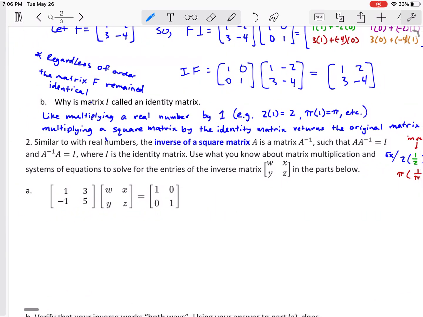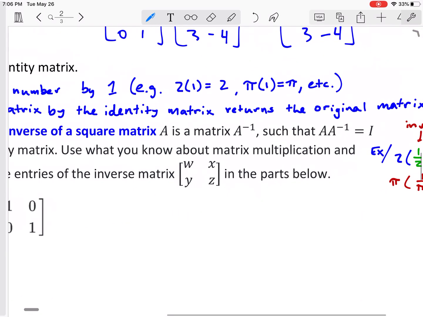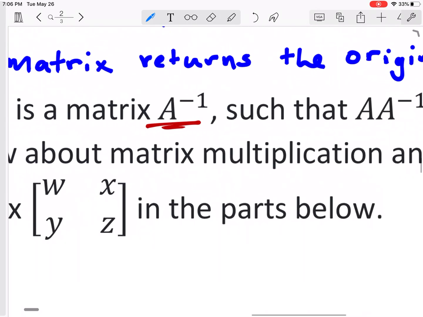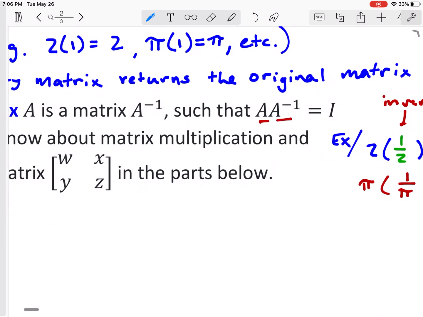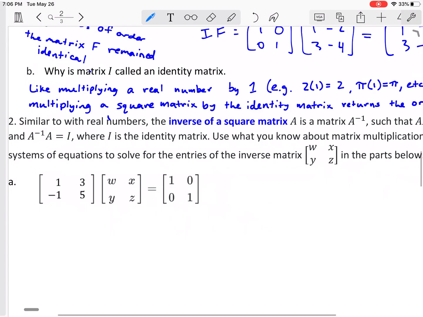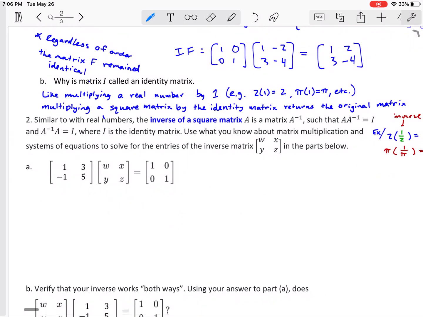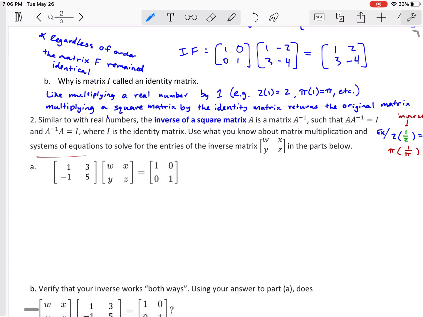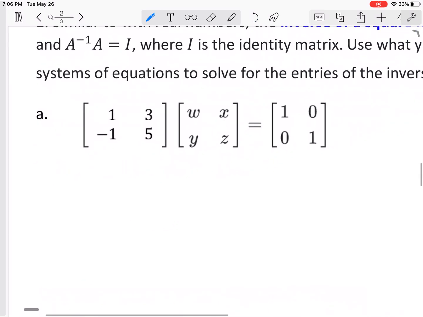Same idea works here. For a matrix, the inverse of a square matrix A, we'll call A with the -1 exponent-like thing. It's not an exponent though, it just means inverse. Such that A times its inverse equals the identity matrix, or the other way around. That's going to be the inverse of our matrix. So we want to use what we know about matrix multiplication and systems of equations to solve for the entries of the inverse matrix in the parts below.